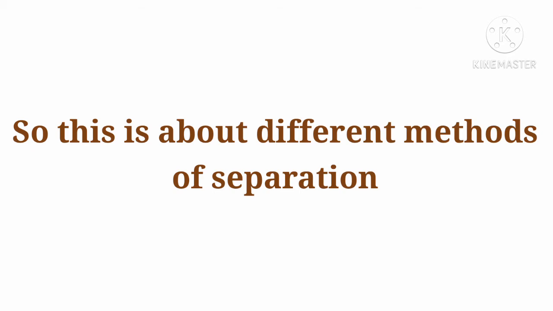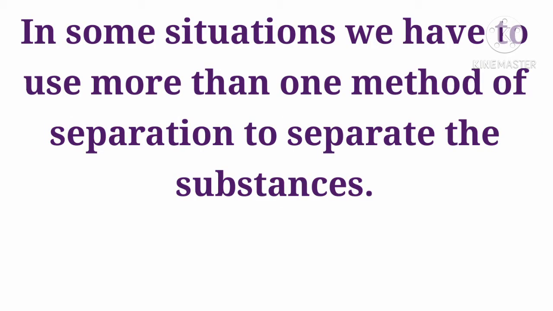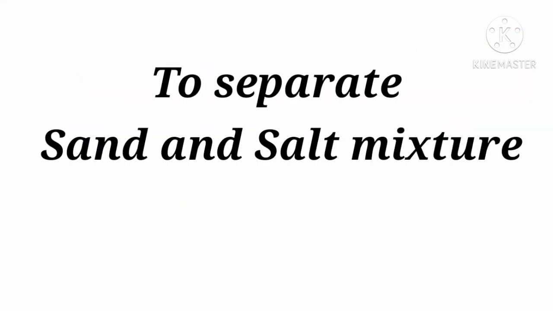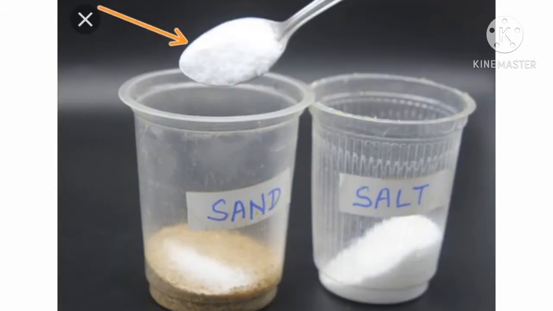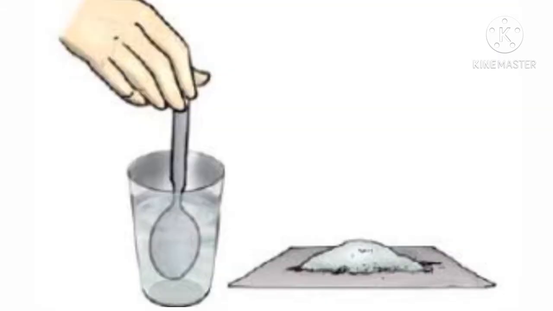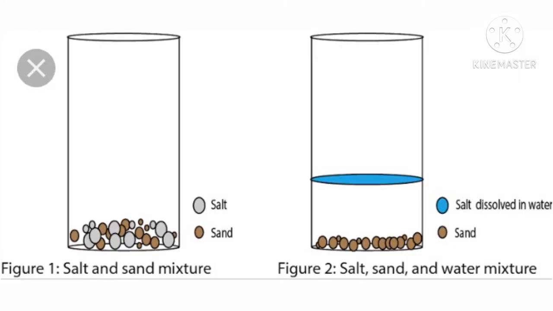Now let us move on. In some situations, we have to use more than one method of separation to separate the substances. For example, to separate sand and salt mixture. Here, we cannot use handpicking or sieving method, right? Okay, so take the mixture in a beaker and add some water to it and stir it well. Salt in the mixture dissolves in the water and sand settles down at the bottom of the beaker. Now, by decantation, remove the salt water.